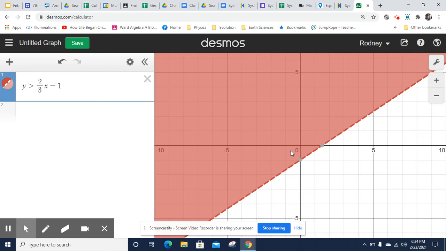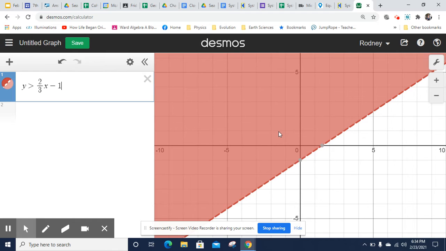And if you didn't see the shading, you could test it by testing 0, 0. You could say y is 0 and x is 0, and you could say 0 is greater than 0 minus 1, because 2/3 times 0 would be 0. And 0 is definitely greater than 0 minus 1, because 0 is greater than -1. And so 0, 0 would win, and so that side is going to be shaded.